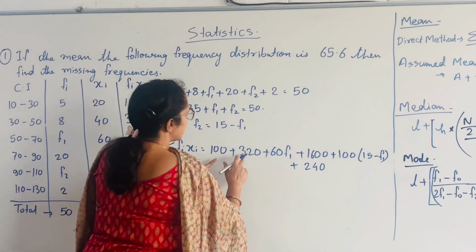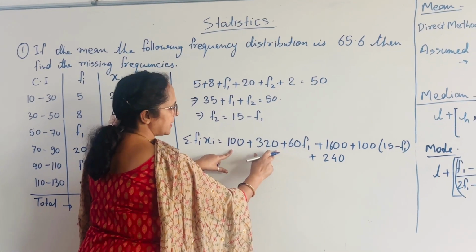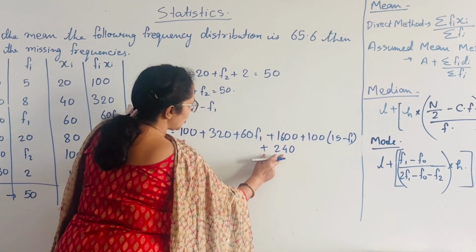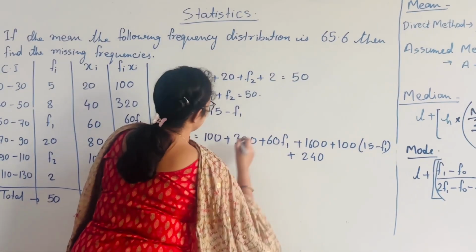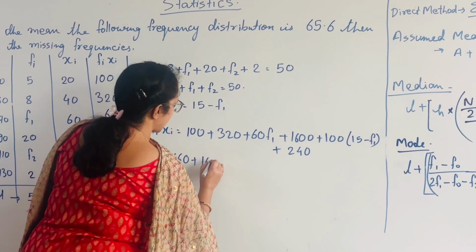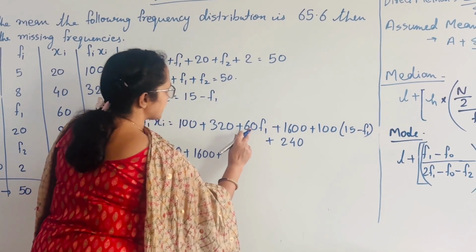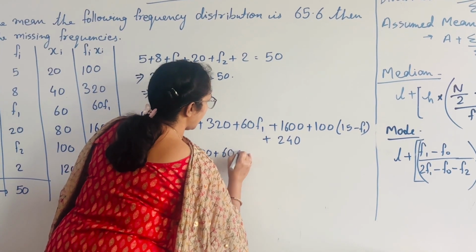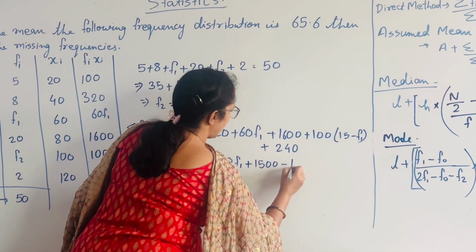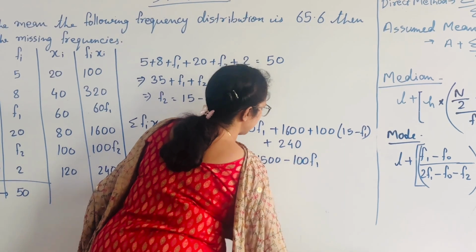So what we are getting? 320 plus 100, that is 420. 420 plus 250, so 660. 660 plus 1600 plus 60 f1 plus 1500 minus 100 f1.